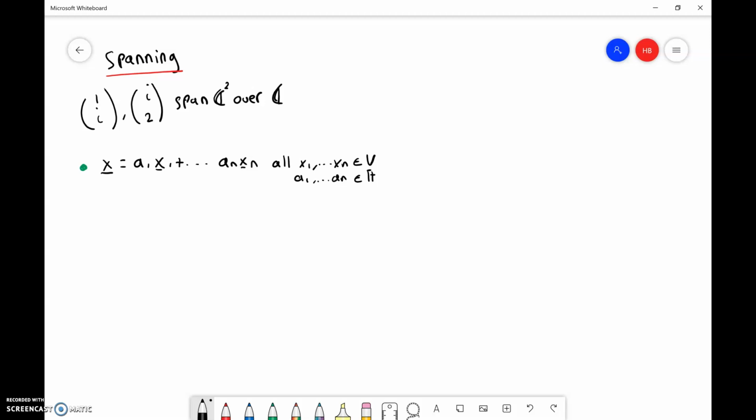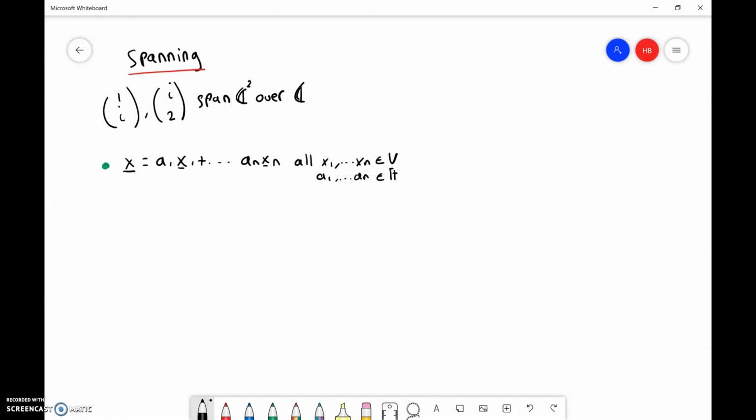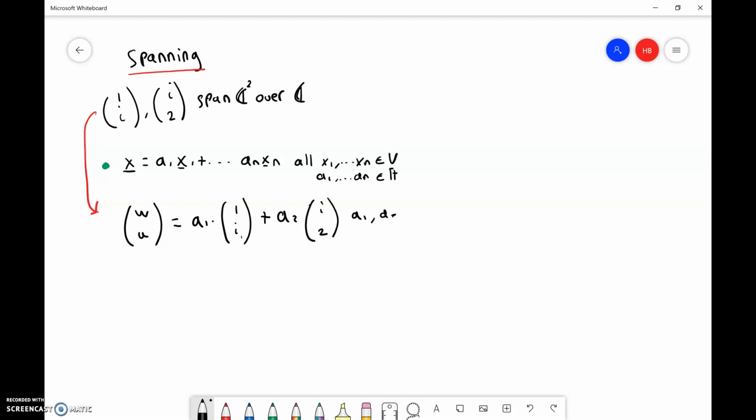So how can I go about solving this kind of question? If I take a generic vector in this space, say (w, u), can this be written as a linear combination a1 times (1, i) plus a2 multiplied by (i, 2), where a1 and a2 are complex numbers?